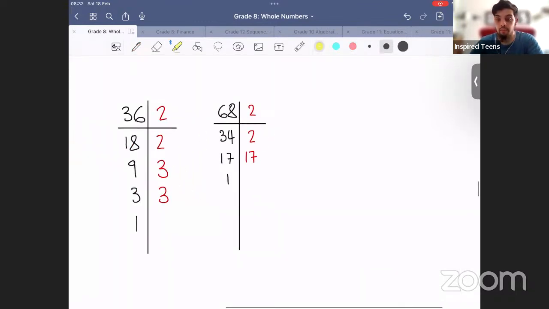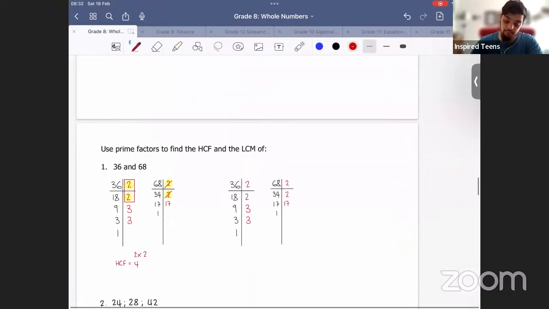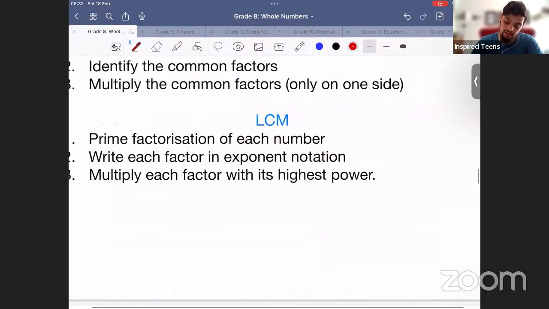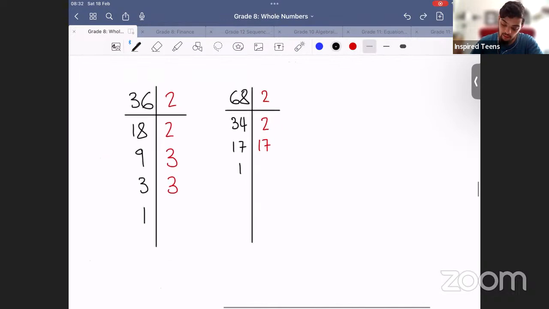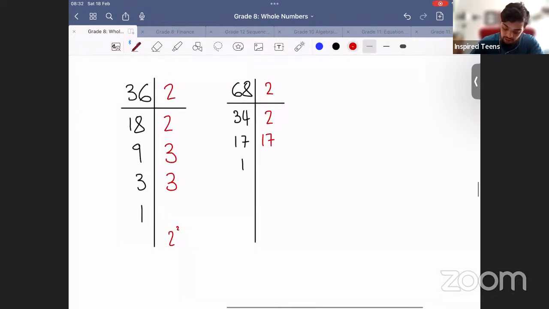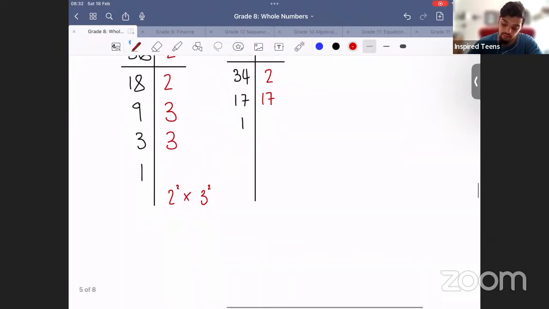So we've completed step 1, which is to write the prime factorization of each number. Step 2 says that we need to write each factor in exponent notation. So that's what we're going to do. I'm going to say 2 squared times 3 squared. And in this case, I'm going to say 2 times 17, because it's 2 to the power of 1 times 17 to the power of 1.